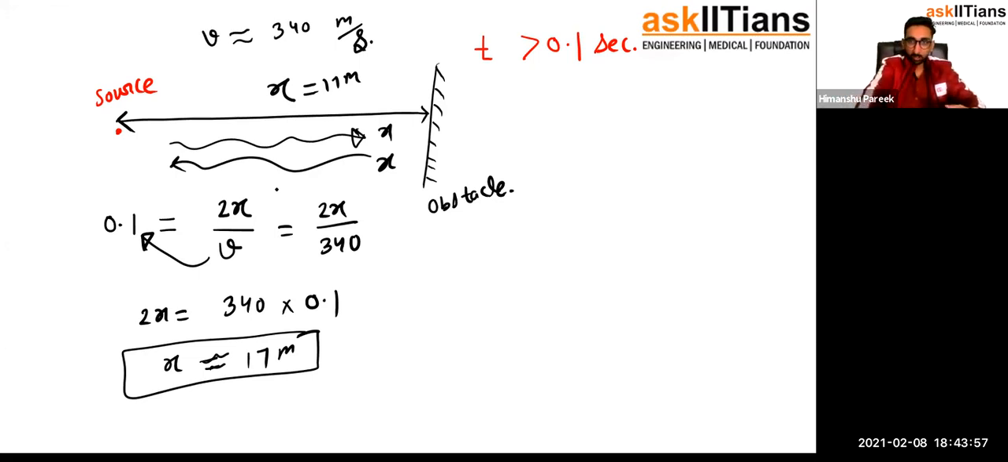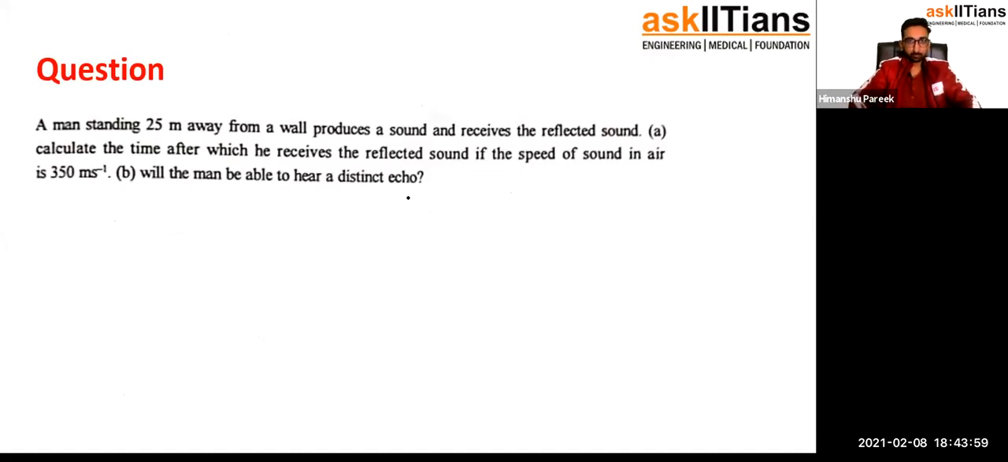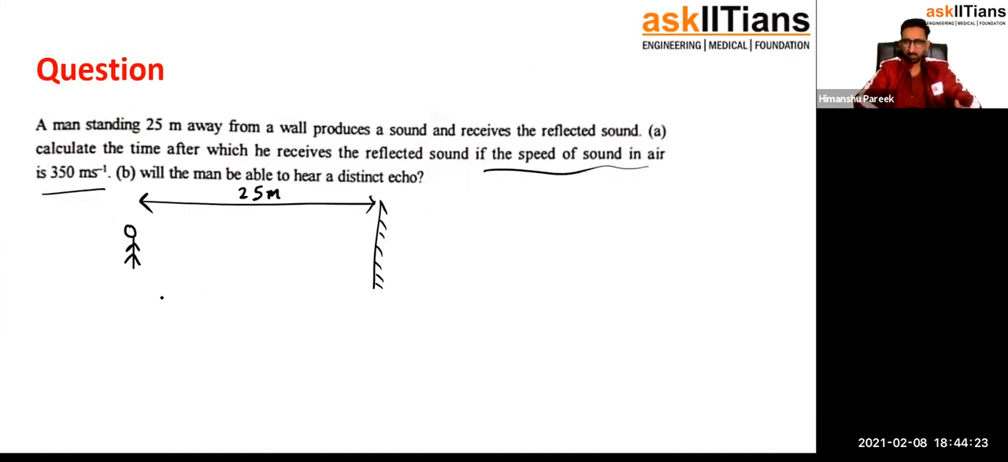Okay, now going ahead, let's do one question. A man is standing 25 meter away from the wall, and receives the reflected sound. Calculate the time after which he receives the reflected sound if the speed of the sound in the air is 350 meters per second. It's very simple now. Time is nothing but total distance covered, which will be d while going and d while coming back. So 2d upon speed, which is 350.